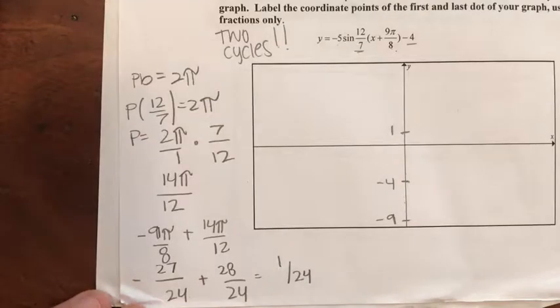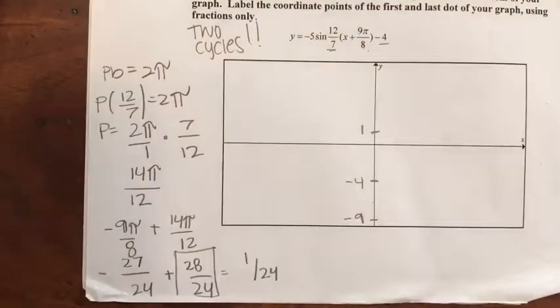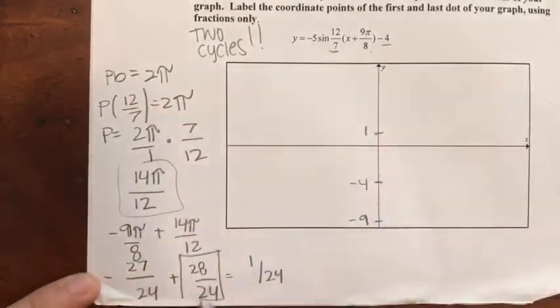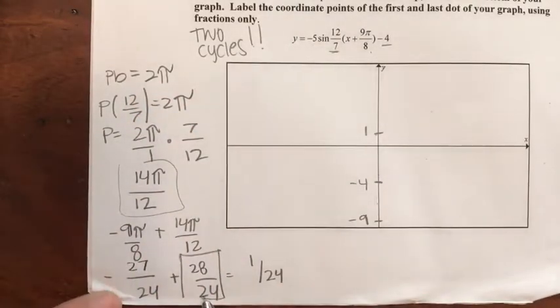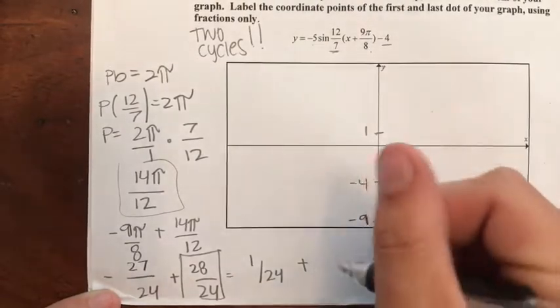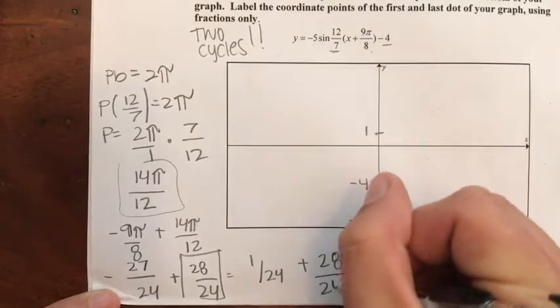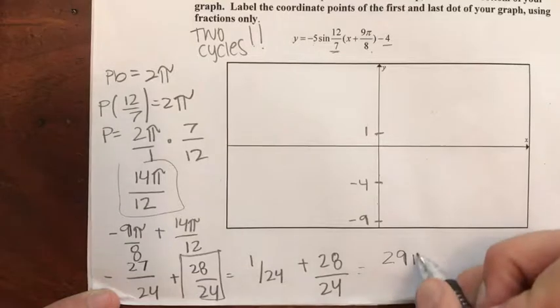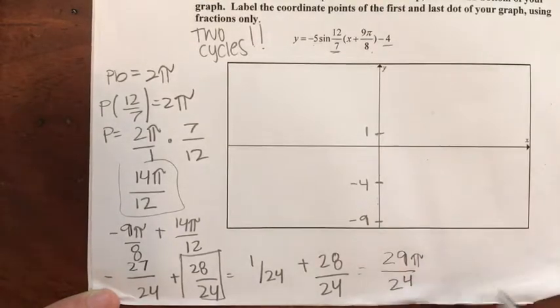Now, normally you would plot that point and then you could complete your graph, but since it's 2 cycles, we're just going to add another one of the cycles, which we found was 14 over 12, and then change to 28 over 24. So now we take 1 over 24, which is the end of the first cycle, and add 28 over 24, which is the distance of a cycle. And that will get you 29 pi over 24, which will be your ending point of the 2 cycles.